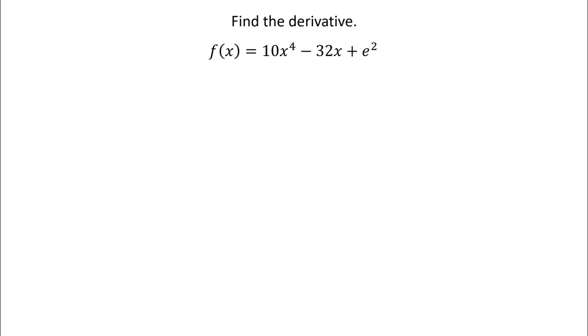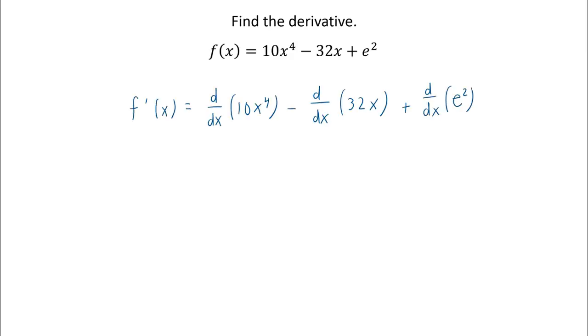Let's look at this example. Again, we need to find the derivative of f of x equals 10x to the 4th minus 32x plus e squared. This is an algebraic expression with multiple terms, so let's differentiate term by term. So f prime of x will be equal to the derivative with respect to x of 10x to the 4th minus the derivative with respect to x of 32x plus the derivative with respect to x of e squared.